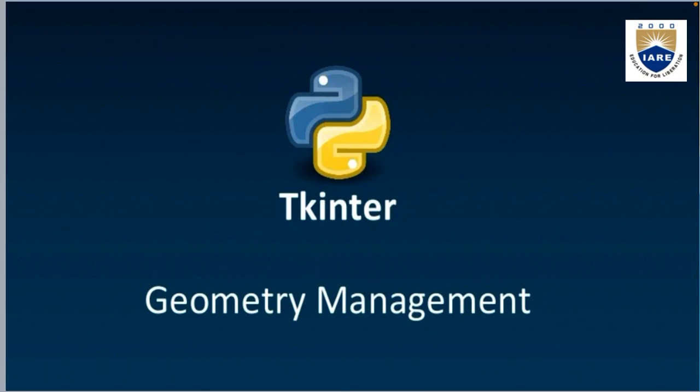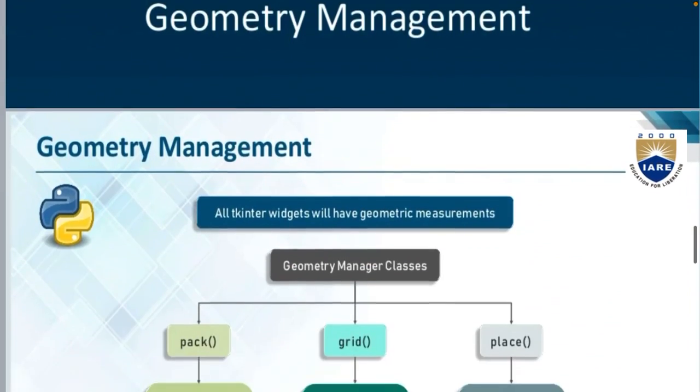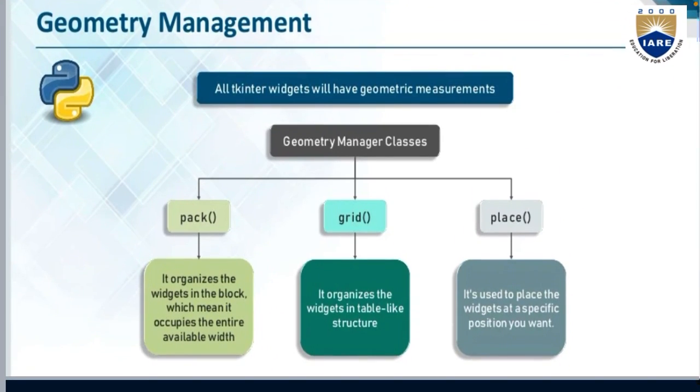And the next is geometry management in techtalk. All techtalk widgets will have geometry measurements. Geometry manager classes are of three types: pack, grid, and place. Firstly, pack. It organizes the widgets in a block, which means it occupies the entire available width. Second, grid. It organizes the widgets in a table-like structure. Third, place. It is used to place the widget at the specified position you want.